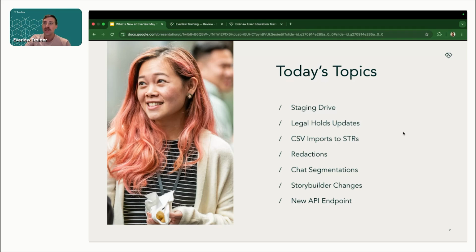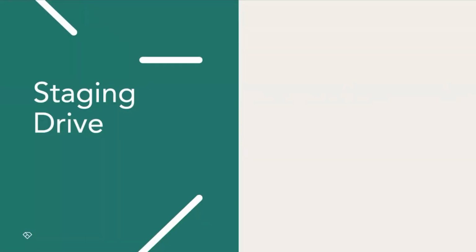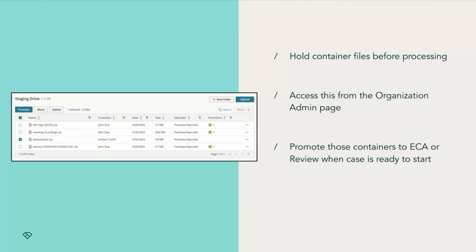So let's jump into our first feature here, the Staging Drive. So Staging Drive is a place to store our documents before we're ready to actually review them. So it's a highly structured storage area for those native documents, and it's designed to help you organize large zip files like email archives before we're processing them for review.